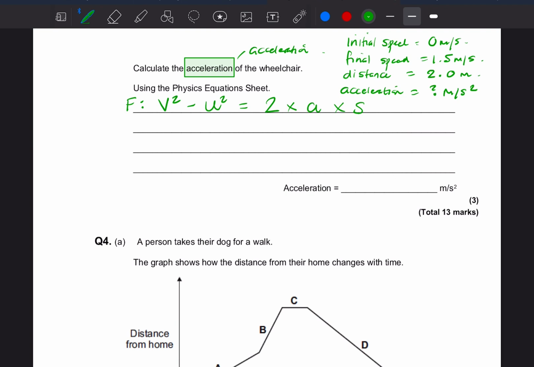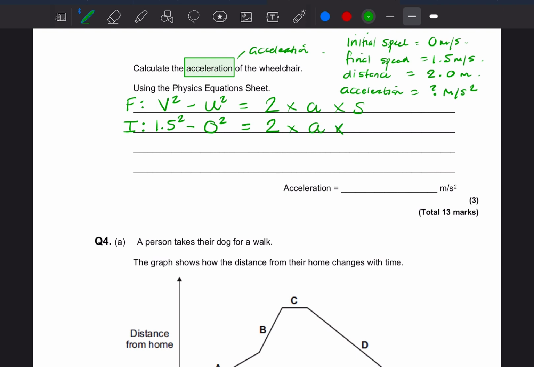So let's have a look. We're going to do the I of FIFA, so we're going to input our values. What is the final velocity? Well, the final velocity is this one here, 1.5 meters per second, minus our initial velocity, which was 0. Remembering to square this as well. So 1.5 squared minus 0 squared equals 2. So 2 is just 2, times my acceleration, which I don't know, so I'll leave that as a.